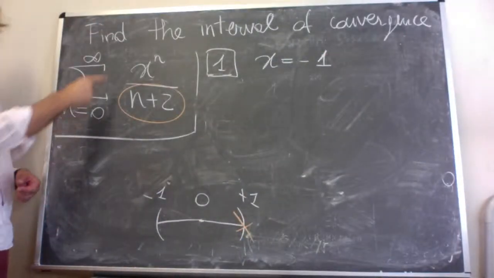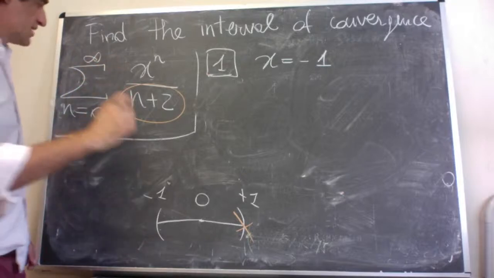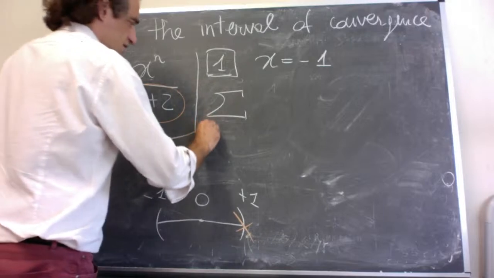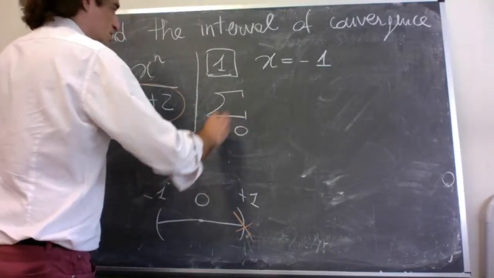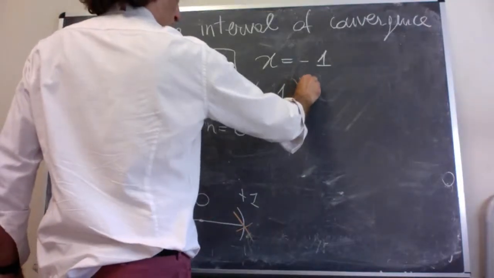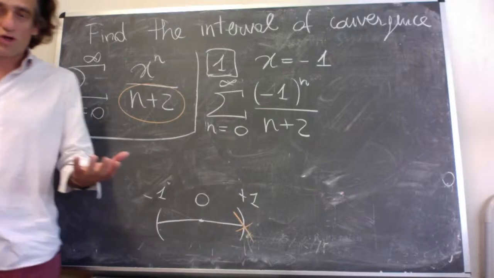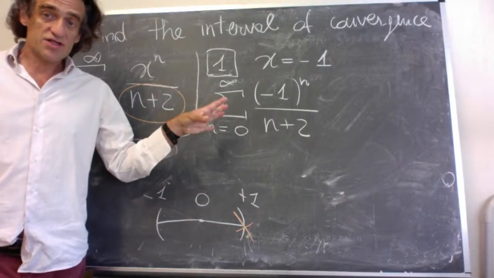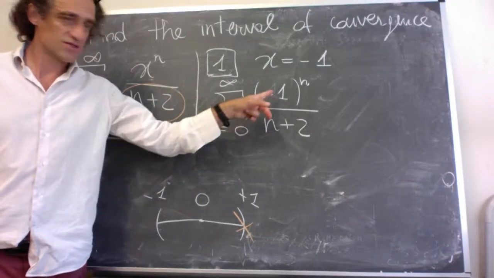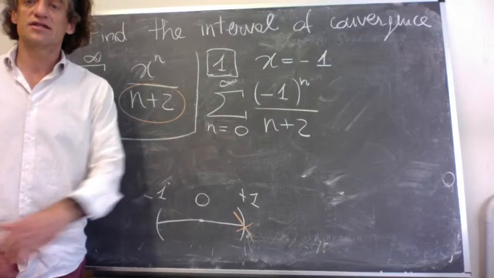For x equal to minus 1, we have to replace the variable x with the number minus 1. The resulting series is the sum for n going from 0 to plus infinity of minus 1 to the n divided by n plus 2. Again, we already talked about this series made of terms with alternate signs that are infinitesimal, because the generic term goes to 0 as n goes to plus infinity, and monotonically decreasing.